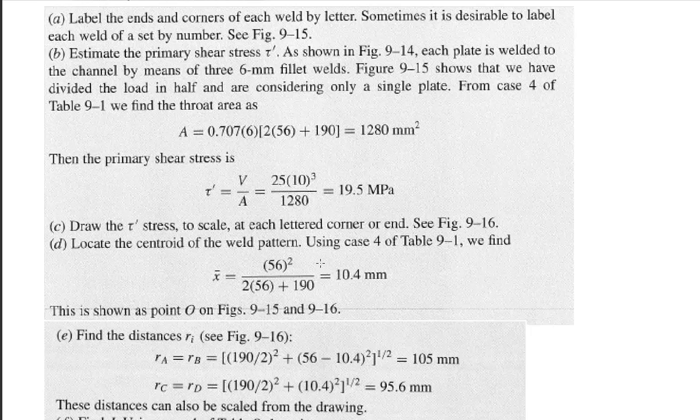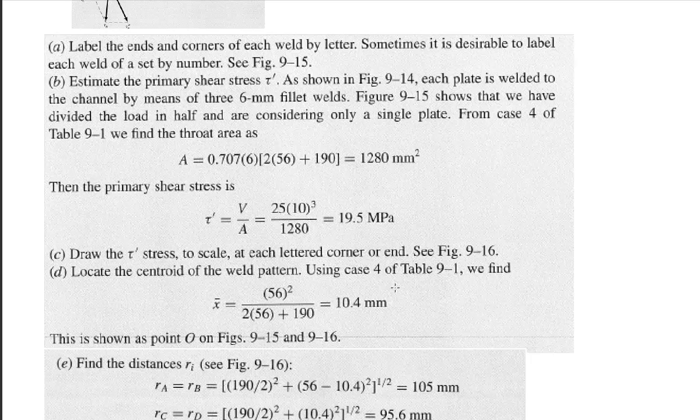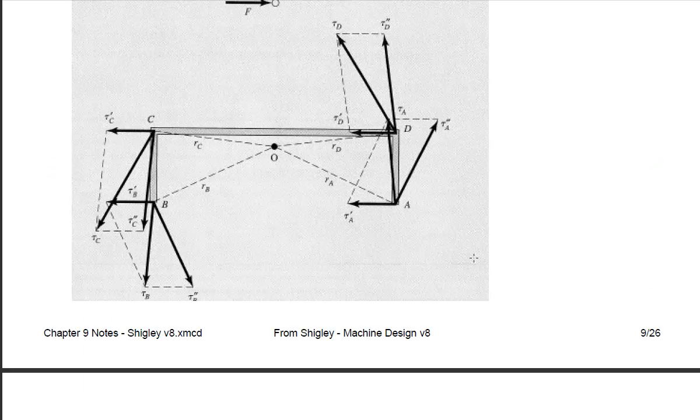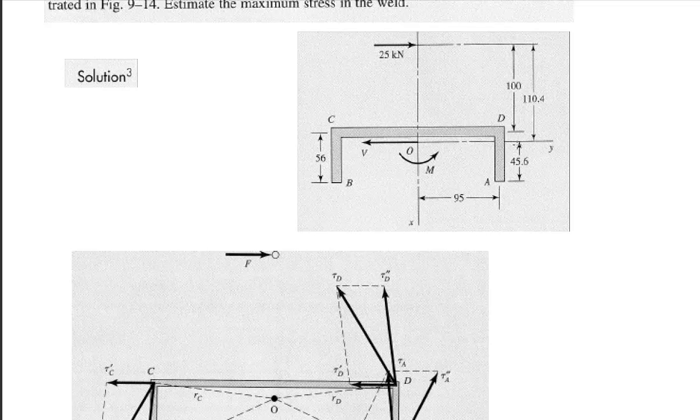Now, calculating the centroid of the weld, the X bar, and let's see what directions we have labeled here. That's got a Y on it, and apparently this is called X. First of all, the centroid this way is easy. It's right in the middle.